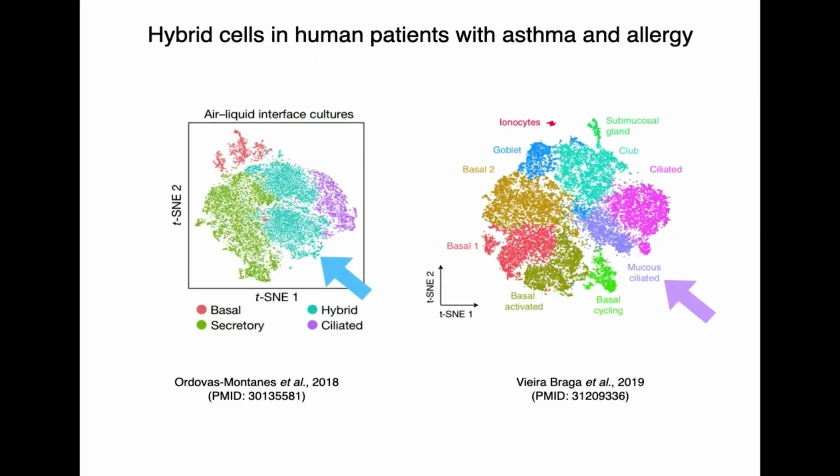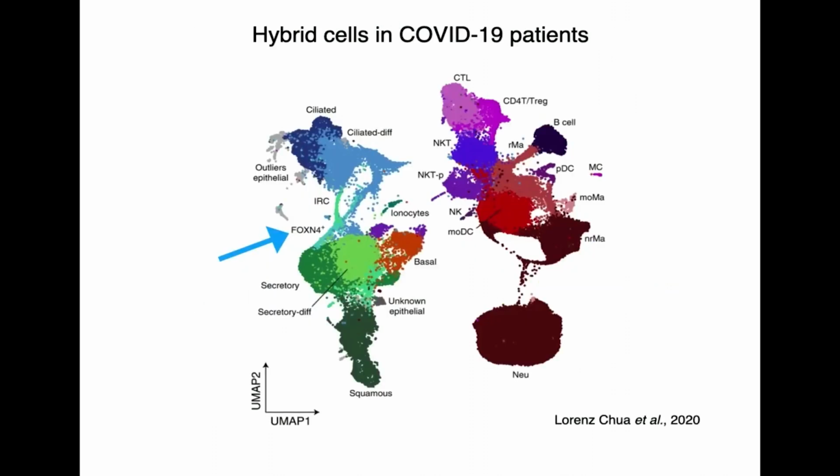So, for example, before COVID-19, 2 papers reported the presence of hybrid cells in human nasal polyps caused by chronic inflammation, and also in asthma patients. And in one of the human COVID-19 atlas, we also noticed that there's this FOXN4 positive cells. The cell cluster is kind of bridging the ciliary cells and secretory cells, and this cluster also expressed very similar transcriptome profiles as the hybrid cells that they found in the asthma patients.